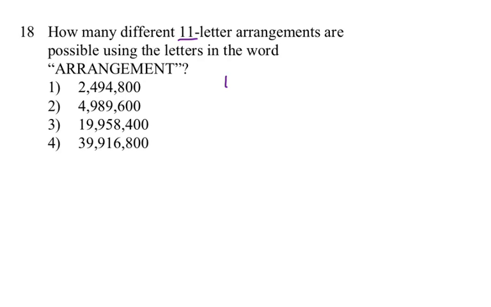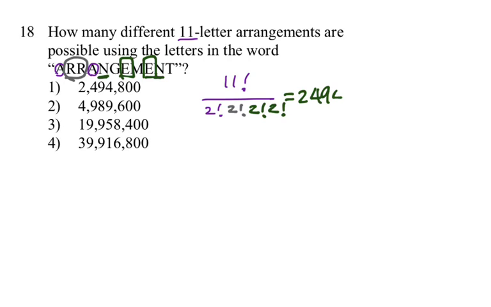So how many different 11-letter arrangements are possible? So from here, since we have 11 letters, we start with 11 factorial. But now we have to divide by the repeating letter arrangement. So here we have 2 A's, 2 R's, 2 N's, and then 2 E's. So we will be dividing by 2 factorial 4 times. So once you put this into a calculator, then you'll end up getting this value. So therefore choice 1 will be the answer.